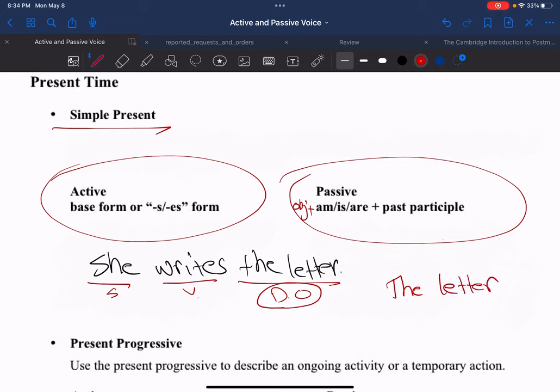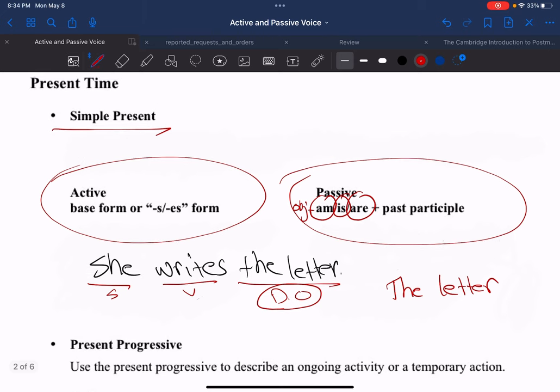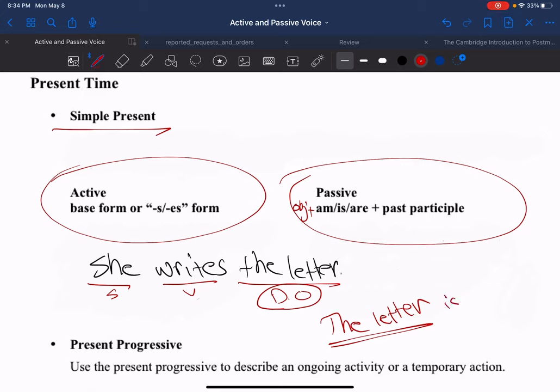Of course, these three are used depending on the singularity or plurality of your object. Here, the letter is singular. So you have what? The letter. Okay, now you do what? The letter here is singular, you have is, and you do what?